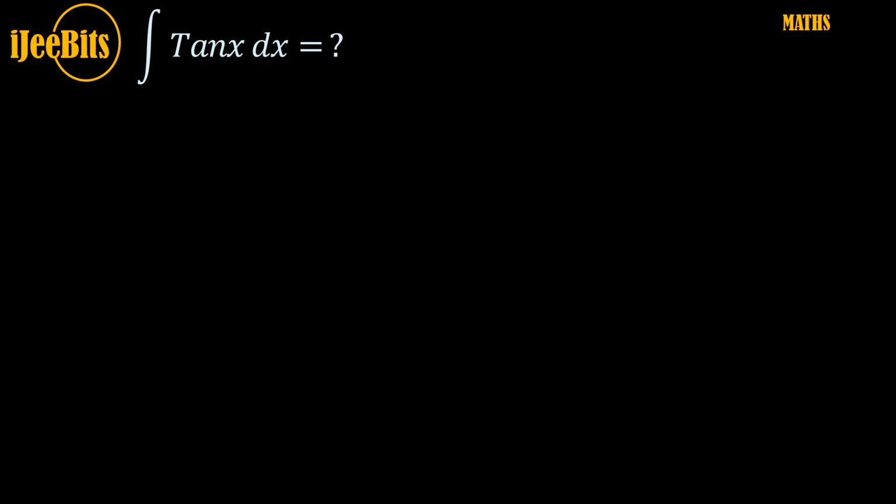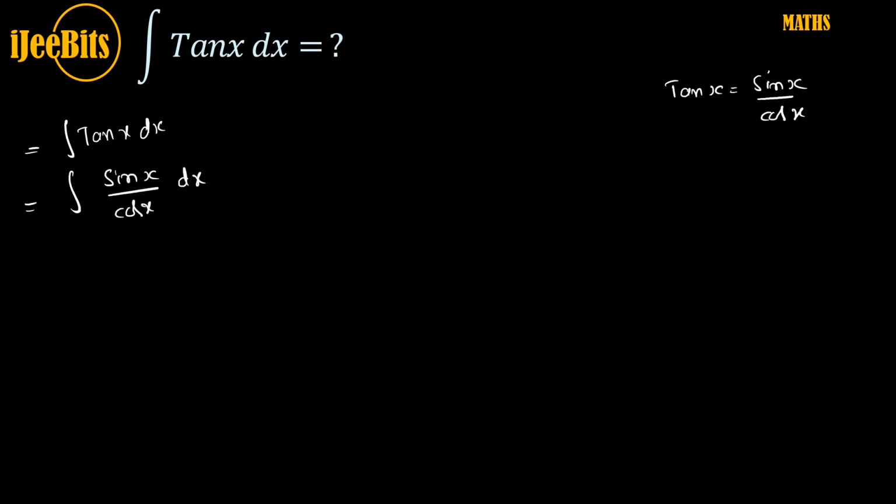Okay, let's try this function. Integration of tan x dx. How do you write this one? So we know tan x in terms of sin x and cos x is sin x by cos x. Correct, no? So let's write it as sin x over cos x dx. If this is in the form of f dash x by f of x, think about it. It's nothing but log of f of x plus c. That is how the formula is.